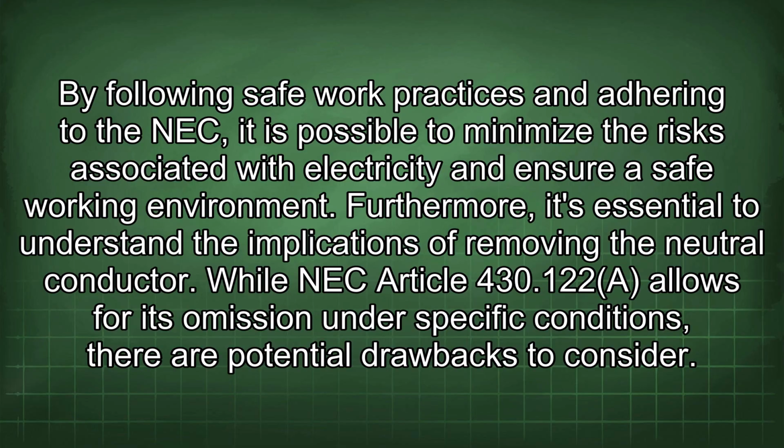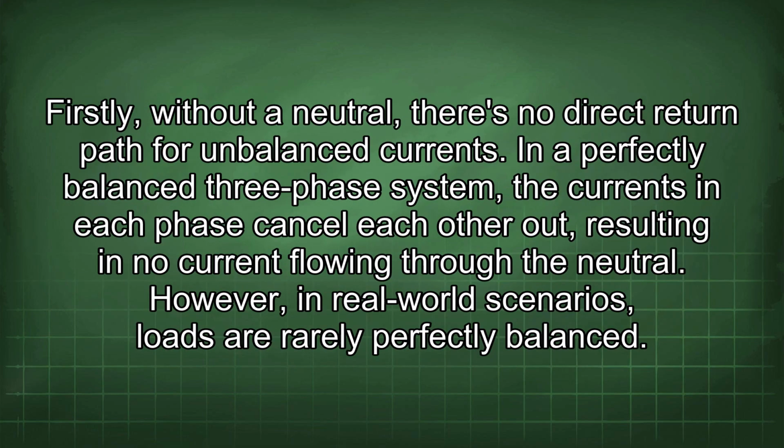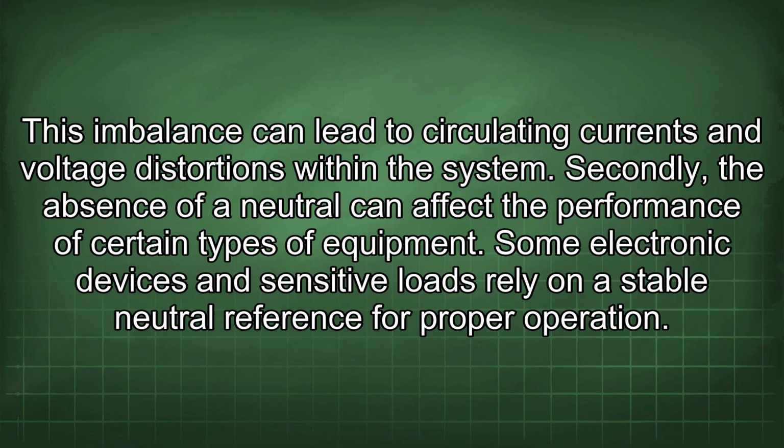Furthermore, it's essential to understand the implications of removing the neutral conductor. While NEC Article 430.122 allows for its omission under specific conditions, there are potential drawbacks to consider. Firstly, without a neutral, there's no direct return path for unbalanced currents. In a perfectly balanced three-phase system, the currents in each phase cancel each other out, resulting in no current flowing through the neutral. However, in real-world scenarios, loads are rarely perfectly balanced. This imbalance can lead to circulating currents and voltage distortions within the system.